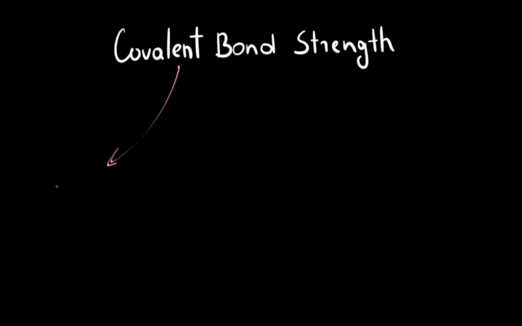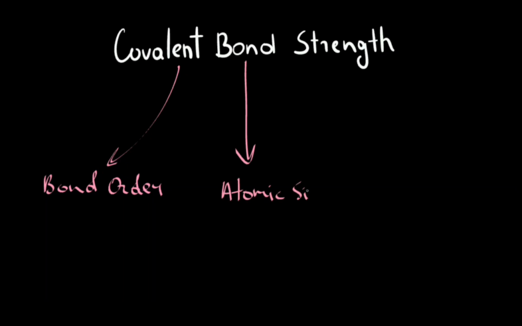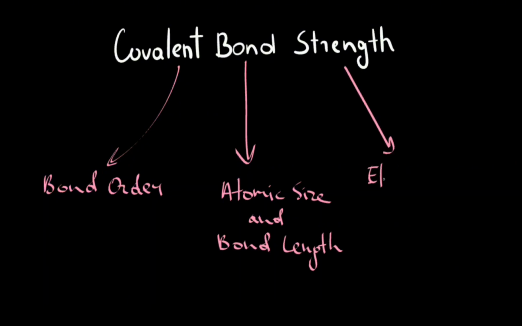In this lesson, you will learn how to compare different covalent compounds and their bond strength. There are three major factors that influence covalent bond strength: bond order, atomic size and bond length, and lastly, electronegativity. Let's break these factors down to better grasp the rules of the bond strength.